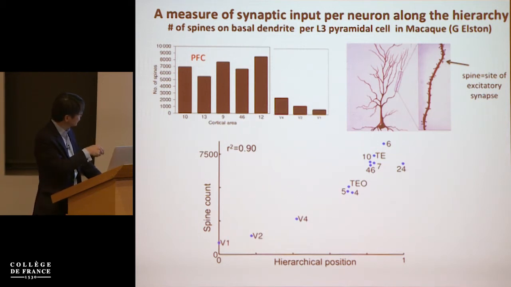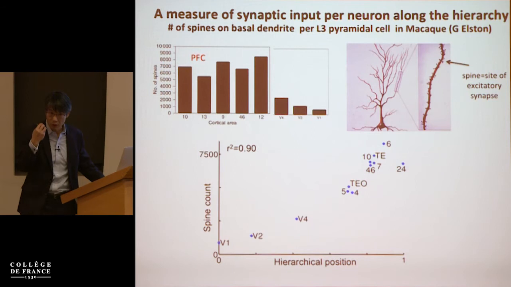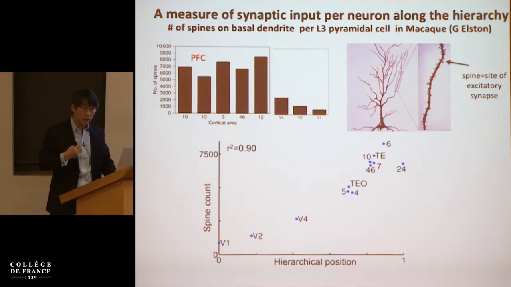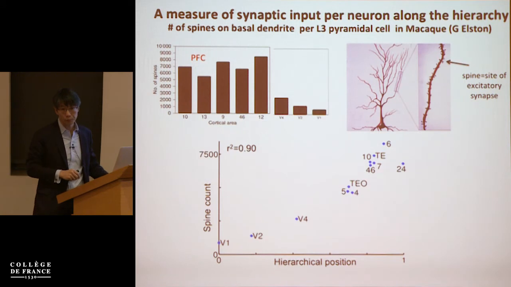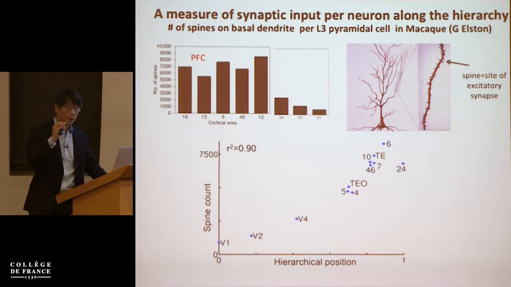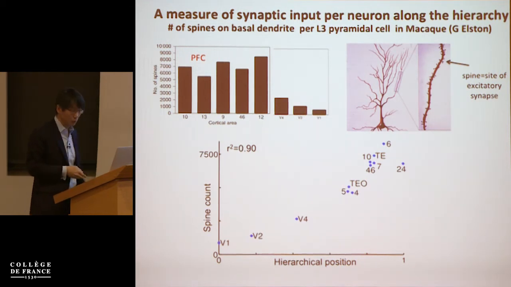So the number of spines per neuron in this example, in layer 3 pyramidal cell, is this, and the number of spines is that for V2, etc. If I plot the number of spines per neuron against the hierarchical position of cortical areas, you see this very strong increase, a strong correlation. So we're going to fit this data with a curve and use that as a proxy for the strength of excitation per neuron in each of the areas in our computational model. So now the strength of excitation is no longer the same in the model, but it's going to change from area to area in the model we're building.